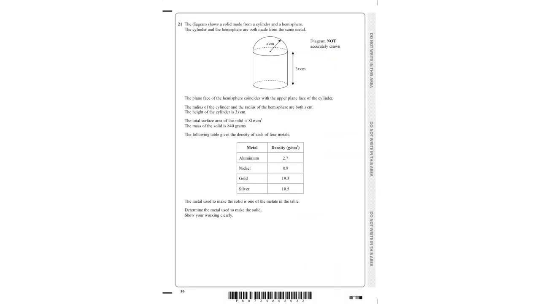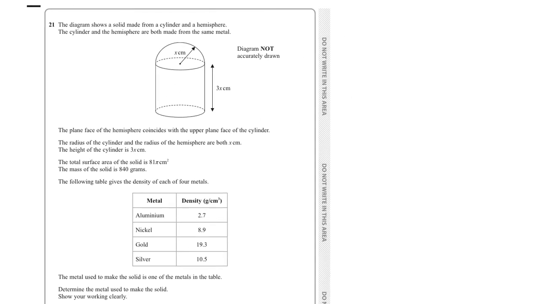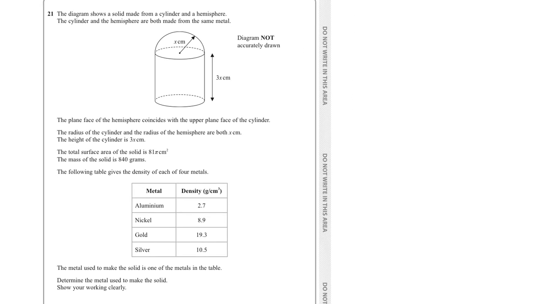Okay, so question 21. Let's have a look at this one. The diagram shows a solid made from a cylinder and a hemisphere. The cylinder and the hemisphere are both made from the same metal, okay? The plane face of the hemisphere coincides with the upper plane face of the cylinder. The radius of the cylinder and the hemisphere are both x. The height of the cylinder is 3x. The total surface area of this solid is 81 pi.